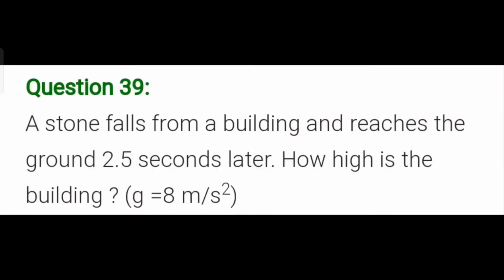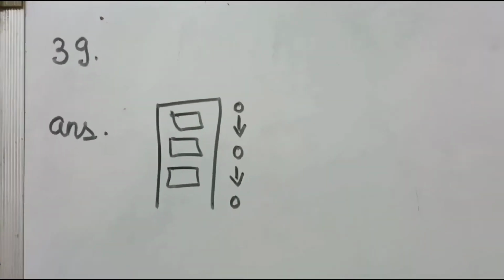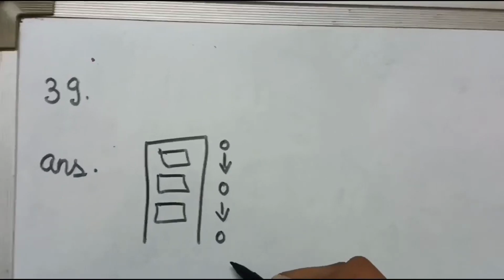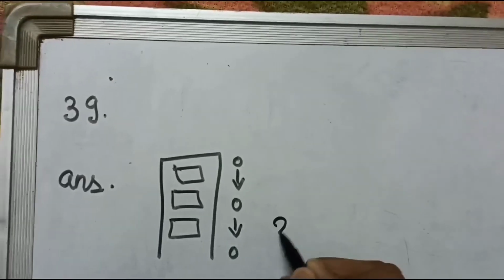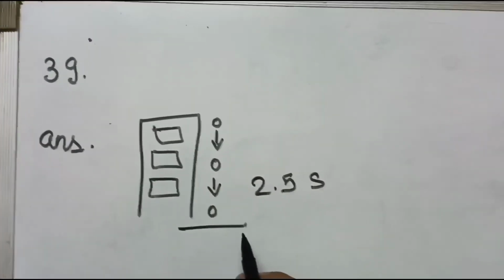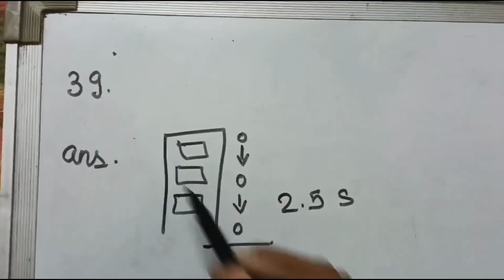Question number 39. A stone falls from a building and reaches the ground 2.5 seconds later. How high is the building if g is equal to 8 meter per second square? So in the 39th question we are being asked that there is a building from the top of which a stone is thrown down, and it touches the ground in 2.5 seconds. So what will be the height of this building?